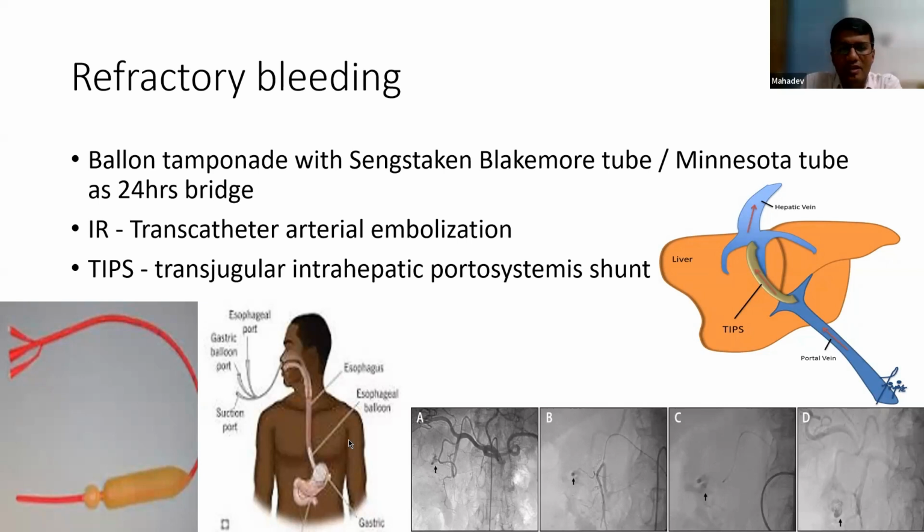TIPS is transjugular intrahepatic portosystemic shunt, where they place a shunt between the hepatic vein and the portal vein. So once they do that, the pressure in the portal system reduces and this reduces the bleed. But this causes increased risk of hepatic encephalopathy. But it can be considered in a case of refractory bleeding.